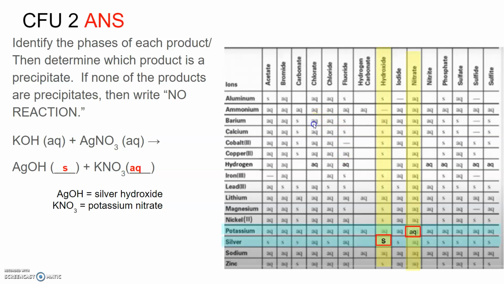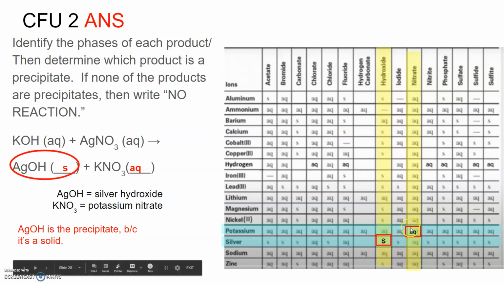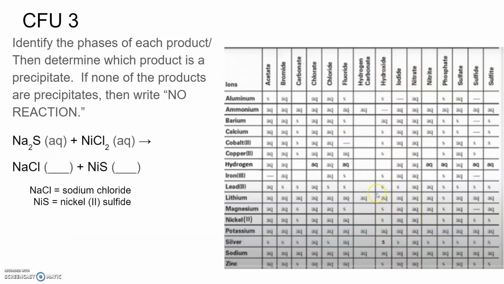All right, so the answer for that is silver hydroxide is your precipitate, and we know it's a precipitate because if you look in the solubility chart, silver hydroxide is a solid, whereas potassium nitrate is aqueous. All right, try the same thing for the next CFU. Pause the video now. When you press play again, the answer will be revealed.